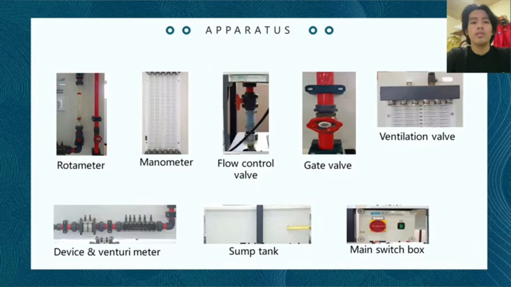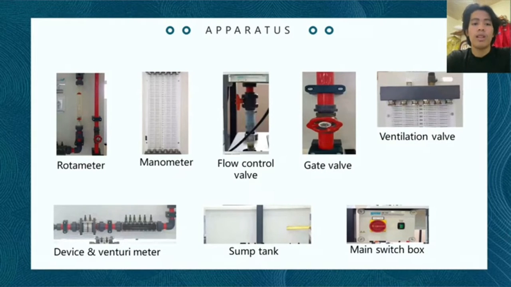The most important thing is we need to have a main switch box. Now, number 2, flow control valve, water inlet and also water outlet. Next one is the multi-tube manometer, which we use to measure the difference in pressure between water outlet and water inlet. Orifice plate and nozzle are used to run this experiment.